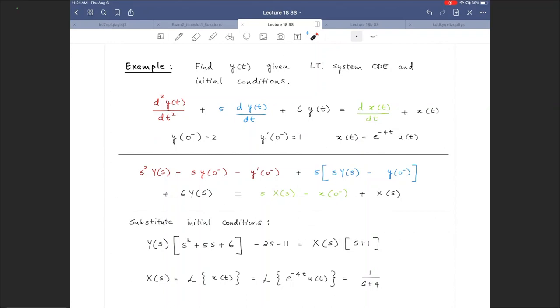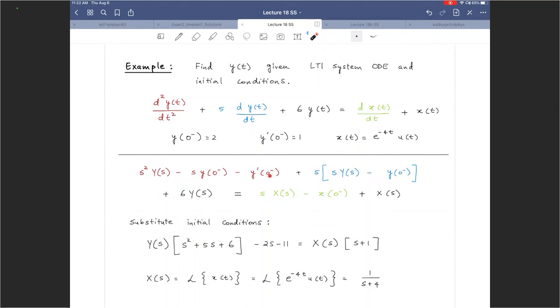The overall response can actually be separated into two responses. One is due to zero initial state, one is due to zero input. So let's start with taking the Laplace transform of both sides. If you take the Laplace transform of both sides, what do you have? For the second derivative, you have s squared Y of s minus s y of 0 minus minus y prime of 0 minus.